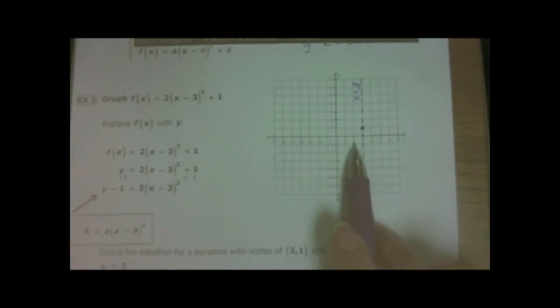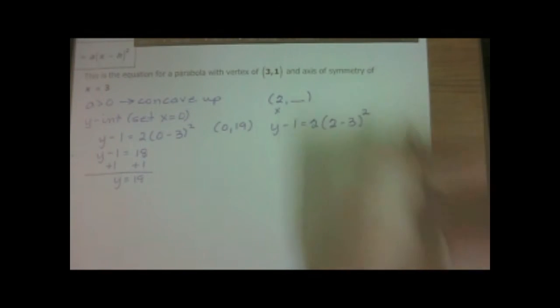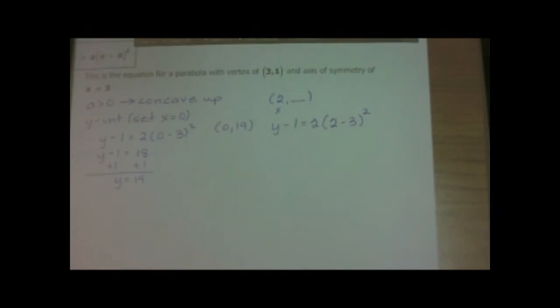So for example, I might try and find the point where x is 2 and then what the y value is going to be. So let's do that. I want to find the point 2, something. All right, so I'm going to put 2 in for x. So I've got y minus 1 equals 2, and then 2 minus 3 quantity squared, because I put 2 in for x this time.